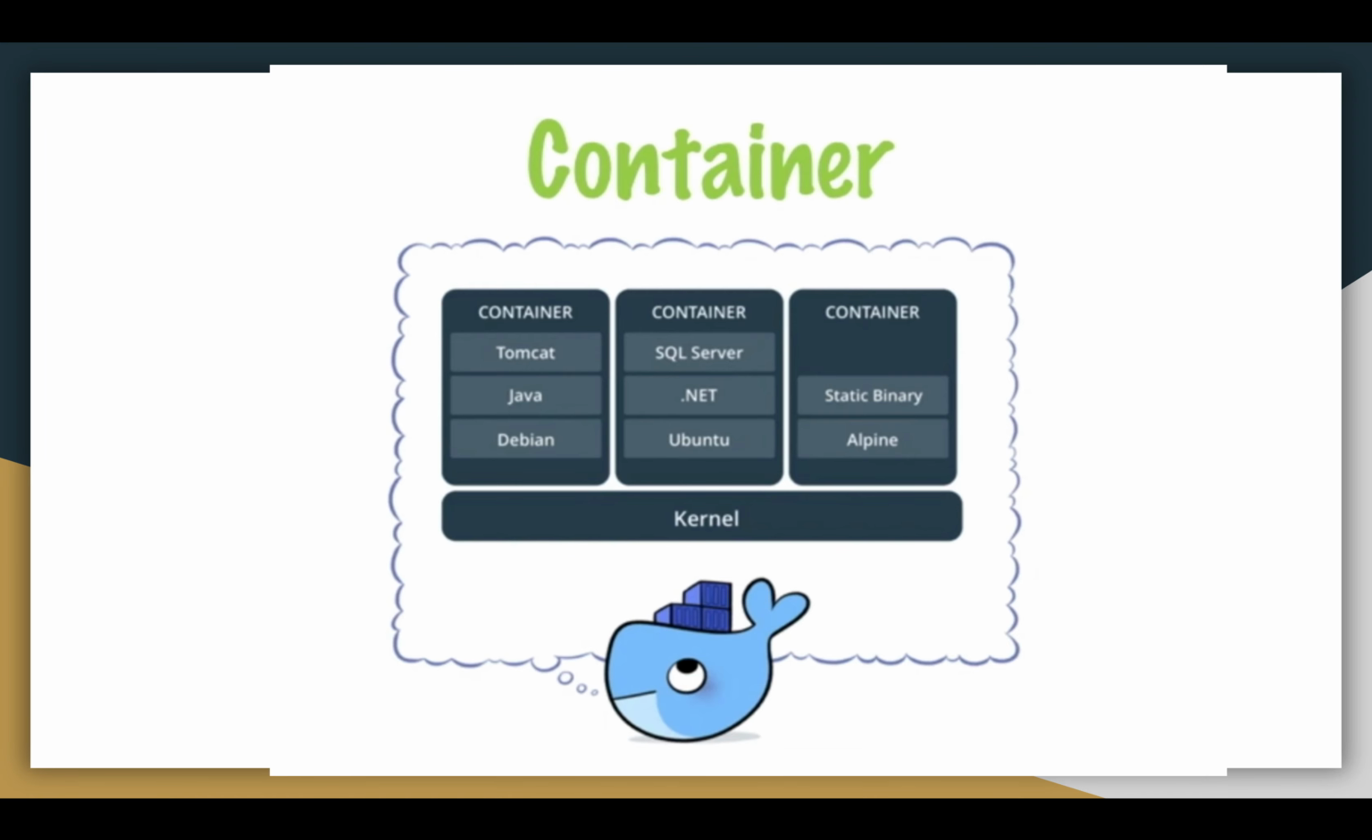One container has Tomcat, Java, and Debian, for example, and another container has SQL Server, .NET, and Ubuntu. In this image, we could have a bunch of containers running on top of the same operating system kernel. Each one of those containers effectively has its own little environment, executable files, as well as the entire runtime setup. Each one of those containers can be created by using software such as Docker.